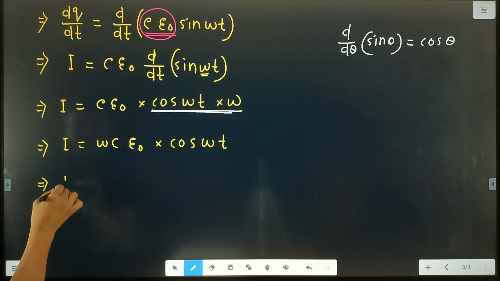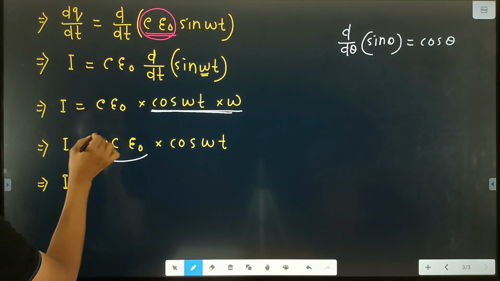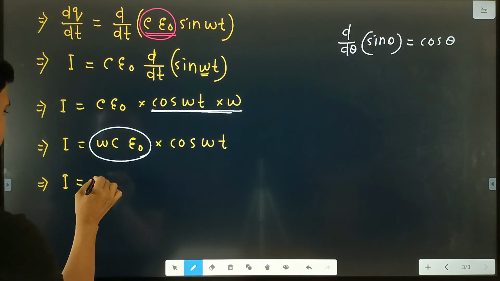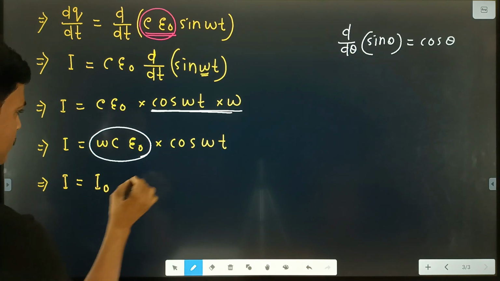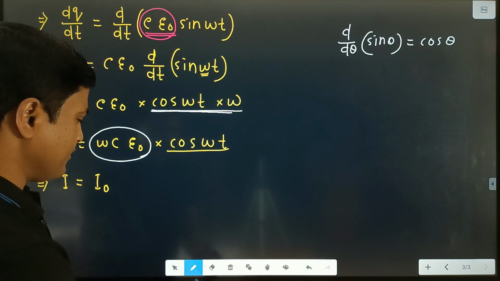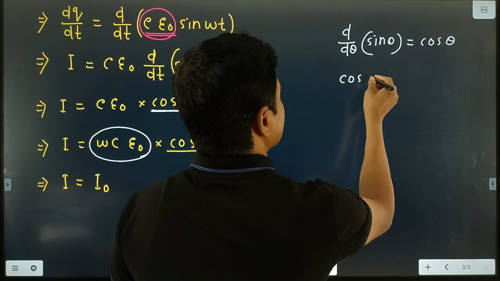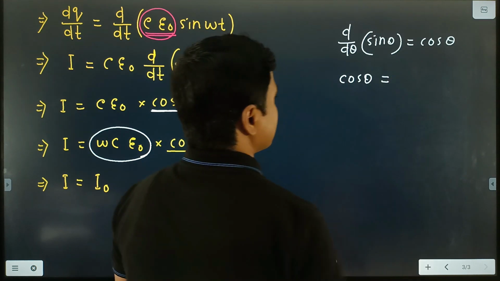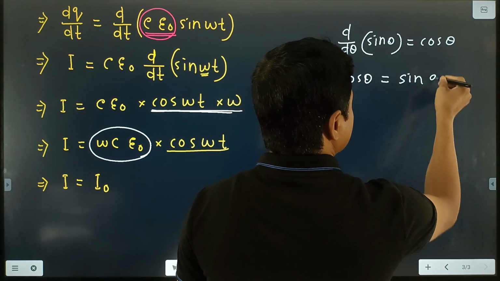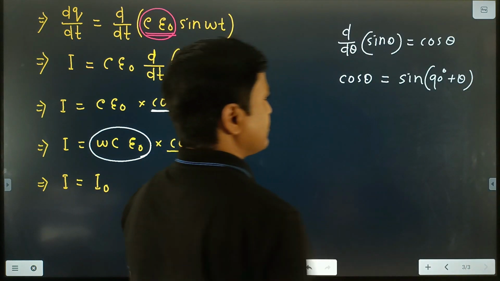That implies I is equal to, in place of omega C into E0, suppose we write I0, and what is cos omega t? Here we put the trigonometric formula, and you know the formula, cos theta is equal to sin of 90 degree plus theta. You know this formula.